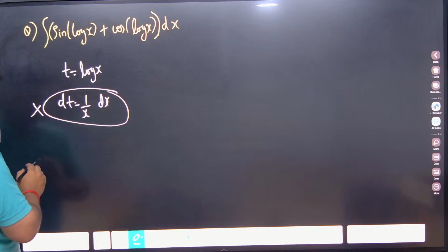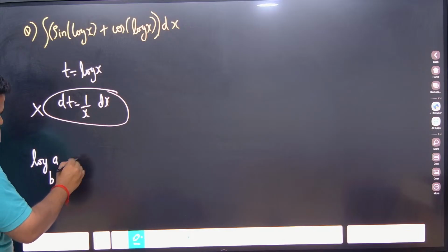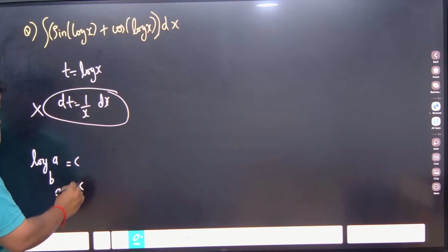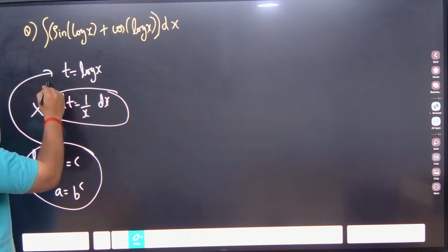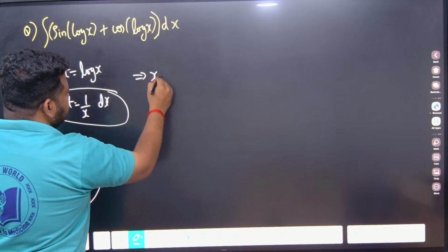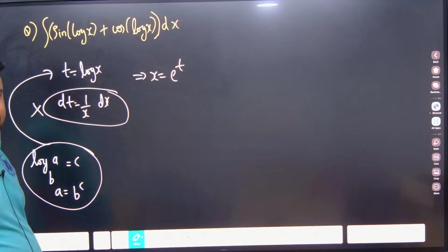By the property of logarithm, if I write log a to the base b is equal to c, I can write a is equal to b power c. Similar to this, if I write here t is equal to log x, this implies x is equal to what? x is equal to e power t. Now differentiate on both sides.